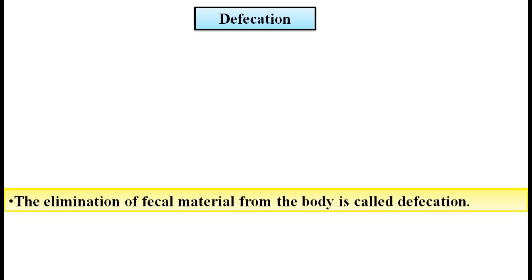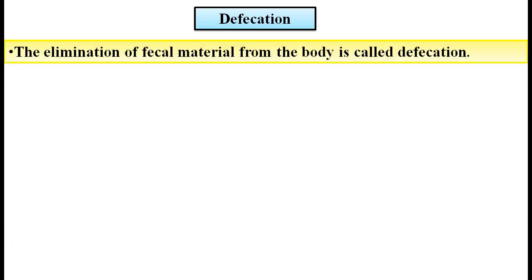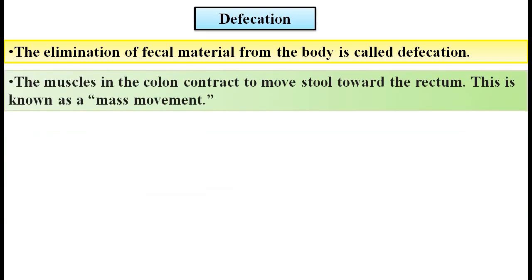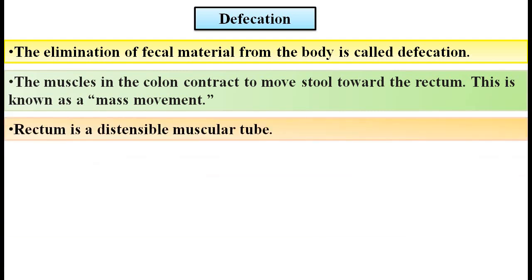Defecation. The elimination of fecal material from the body is called defecation. The muscles in the colon contract and move the stool towards the rectum. This is known as mass movement. Rectum is a distensible muscular tube. It has the ability to expand.